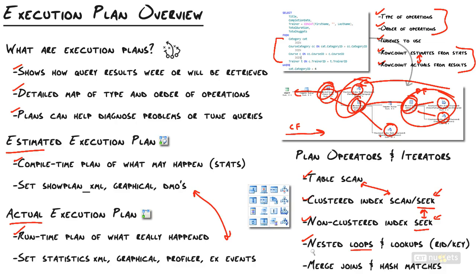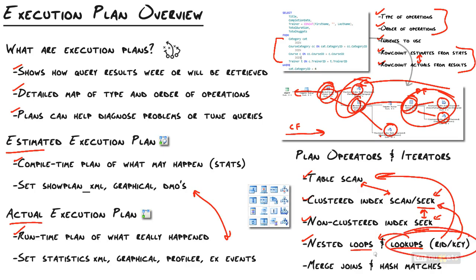So definitely something we want to see in our execution plans. Lookups, on the other hand, are something we want to try to avoid. They're always accompanied with a loop, but essentially a row ID lookup is one that does a lookup into a heap, while a key lookup does a lookup into a clustered index.